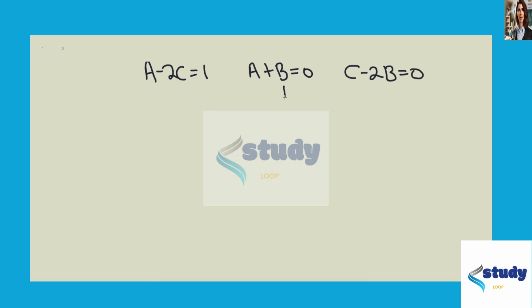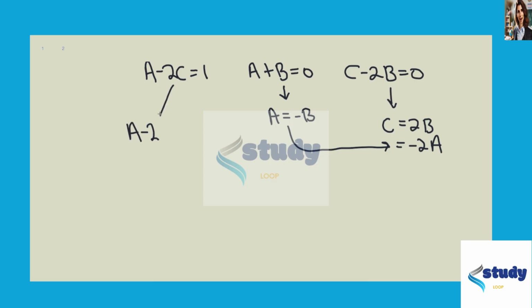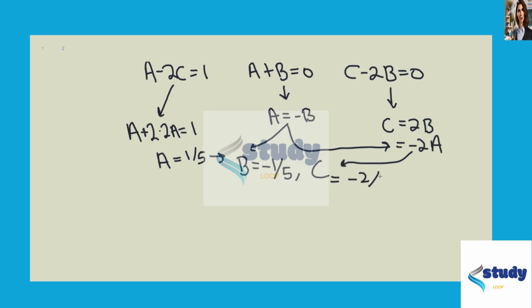So for example, here we have a equals negative b. Here we have c equals 2b, which we could write as negative 2a from this equation here. And so coming back to this equation up here, we have a minus 2c, but then c is just negative 2a. So this becomes a plus 2 times 2a equals 1. So we get a equals 1/5. Then from this equation here, b is negative 1/5. And from this equation here, c is negative 2/5.